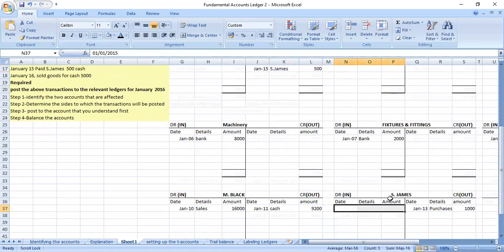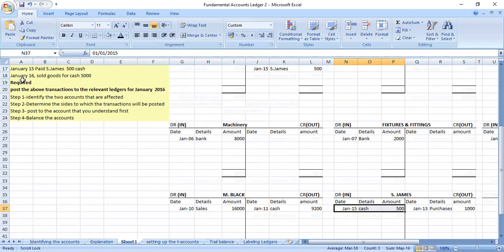So here we are. This is S James' account, and so it is January 15, $500, and it is in the form of cash. It means now that we paid S James $500 out of the $1,000 that we owe him for the goods that we had purchased, right?